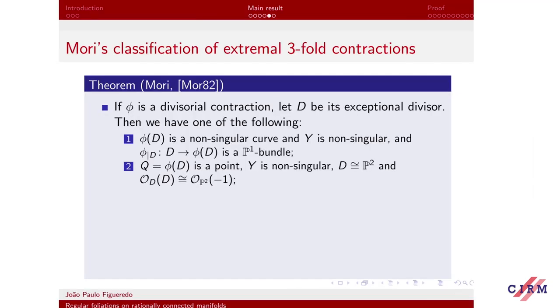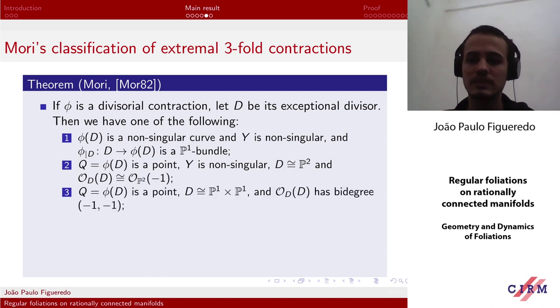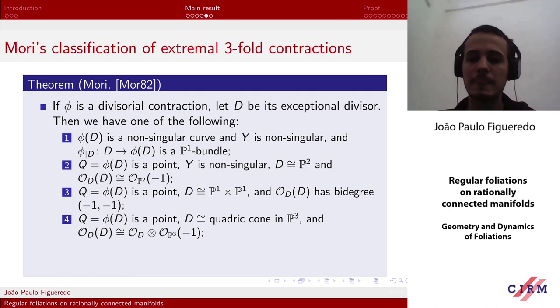Phi, the image of D is a point, Y is non-singular, D is P2, and the normal bundle of D is O(-1). The other case, again a point, D is P1 times P1, and the normal bundle has bidegree (-1,-1). Again a point, and D is a quadric cone in P3, so it's singular in this case, and the normal bundle of D is O(-1).